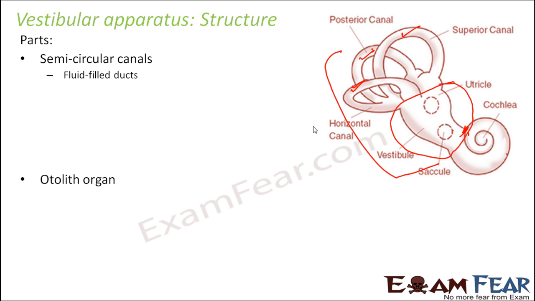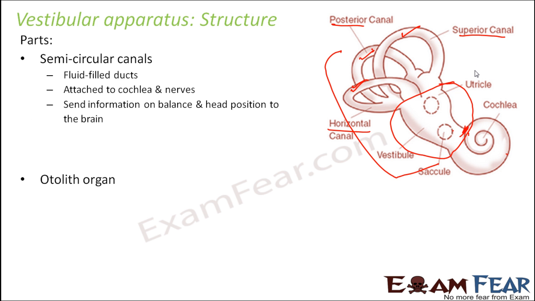Let us see what semicircular canals are. These are fluid-filled ducts or tube-like structures. These are the canals. There are 3 canals: posterior canal, superior canal and horizontal canal. They are filled with fluid and they are attached to the cochlea and nerves. How they are attached to the cochlea is very simple and clearly noticed here. They are also connected to the nerve, which can carry electric impulses to the brain. They send information on balance and head position to the brain. All this information is sent to the brain through the nerves, which are connected to the semicircular canals.